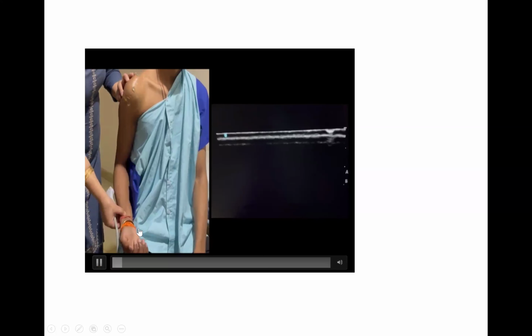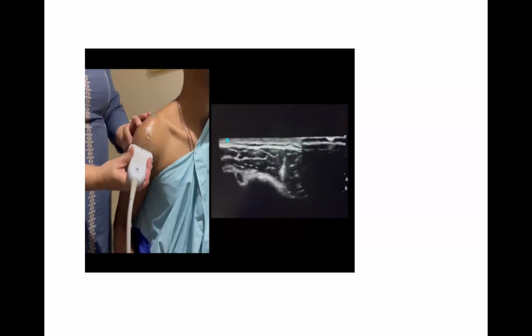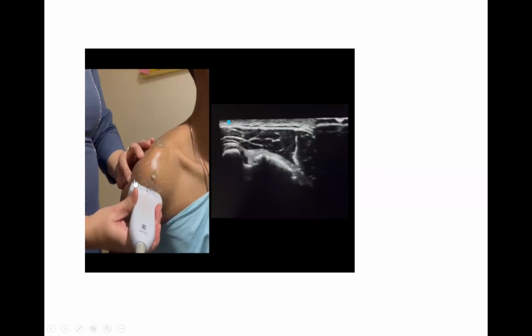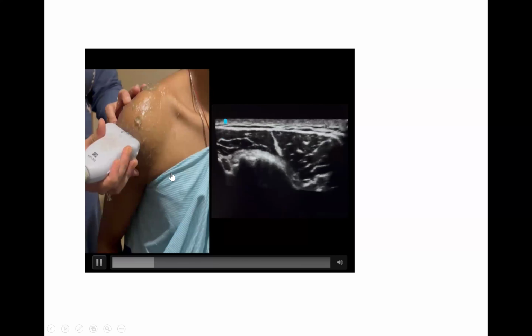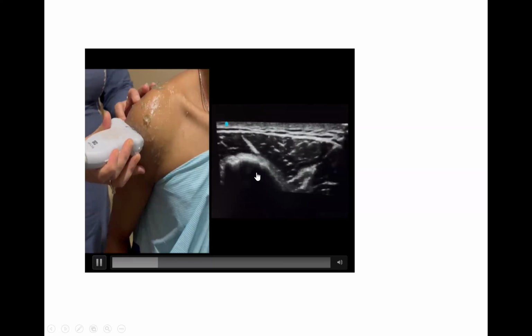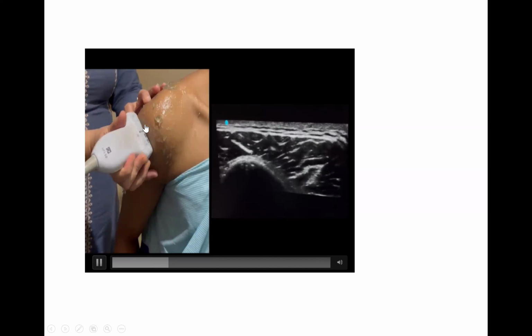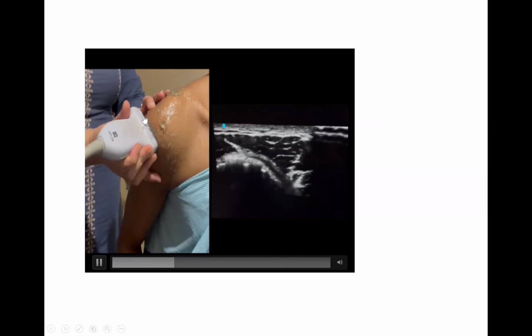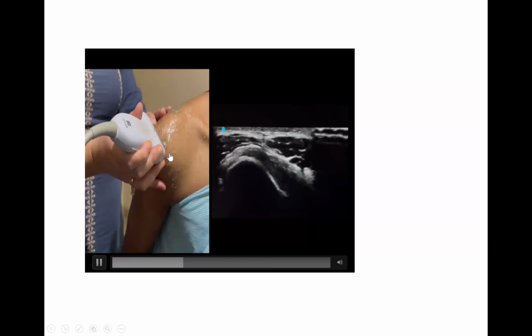Here, the hand, we are not placing the hand on the ipsilateral hip, but we have rotated the humerus. We have made the position in a way that this humerus is rotated anteriorly. Now I'm moving my probe posteriorly, a little up. So this is the direction to visualize the short axis of the supraspinatus tendon.